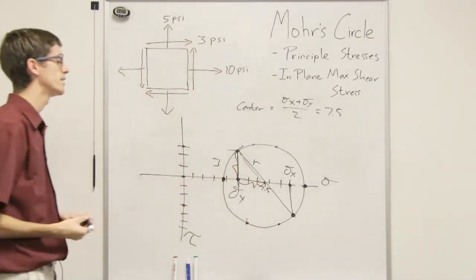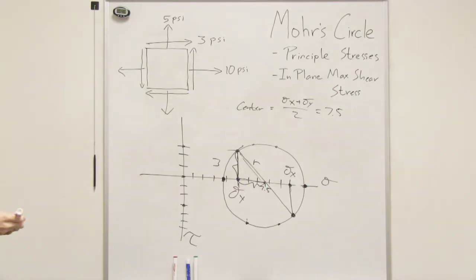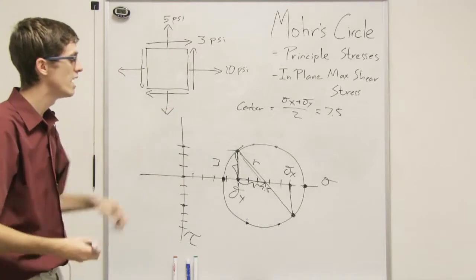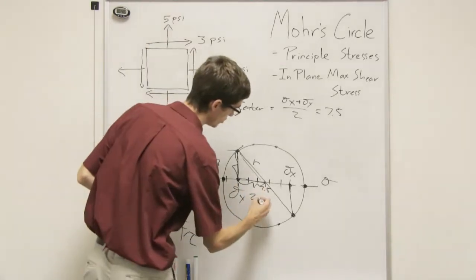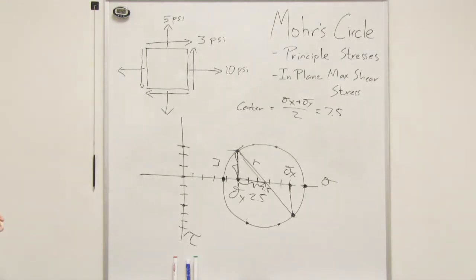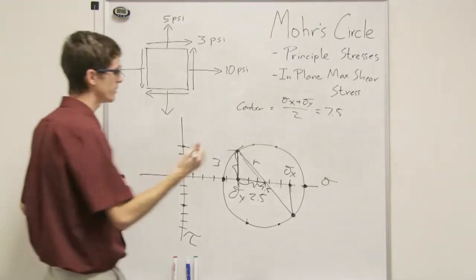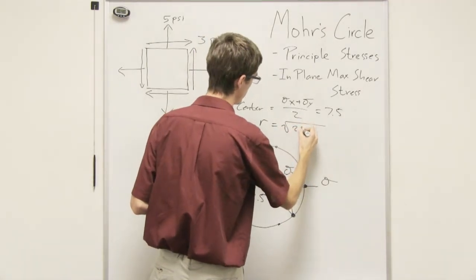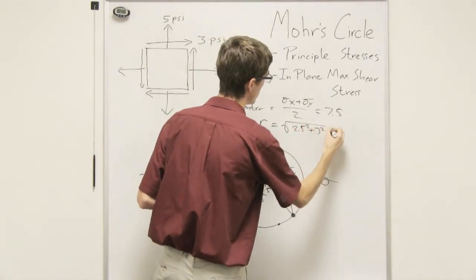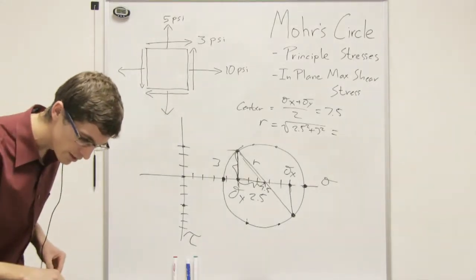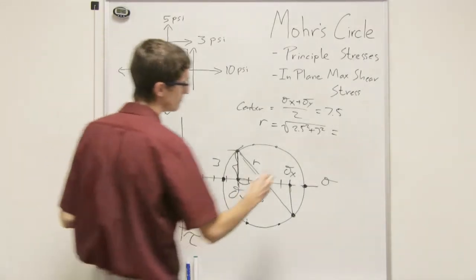I want to know what that length right there is. To do that, I really just take our center and subtract the lower point, which is 5, and we find out that this length is 2.5. All right, so let's use Pythagorean's theorem. We plug this in, so our r will be equal to the square root of 2.5 squared plus 3 squared, and we find out that the radius is 3.9.